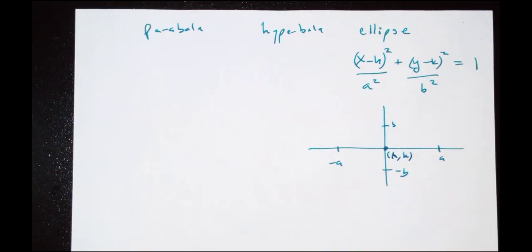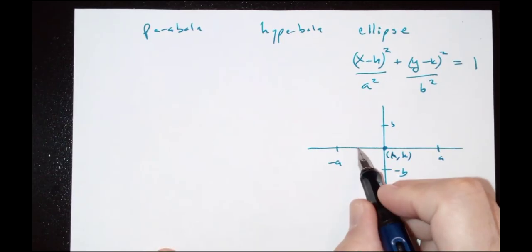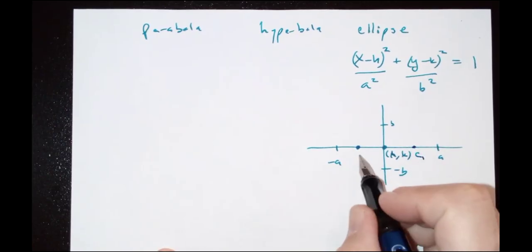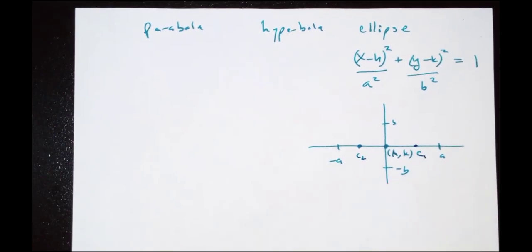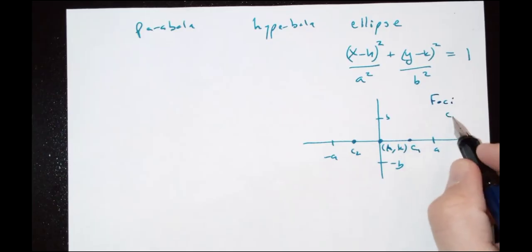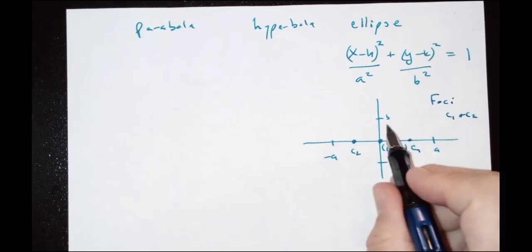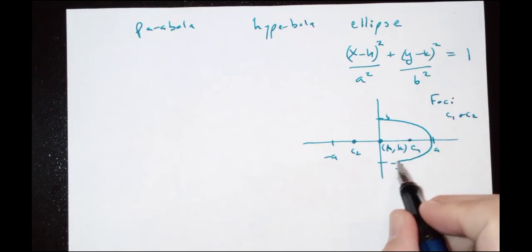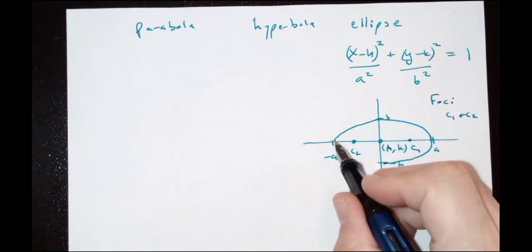We have 2 points on either side, which I will call C1 and C2. And those are the focal points. They're called foci. Now, I'm a horrible artist, so please take this picture with a cubic meter of salt.